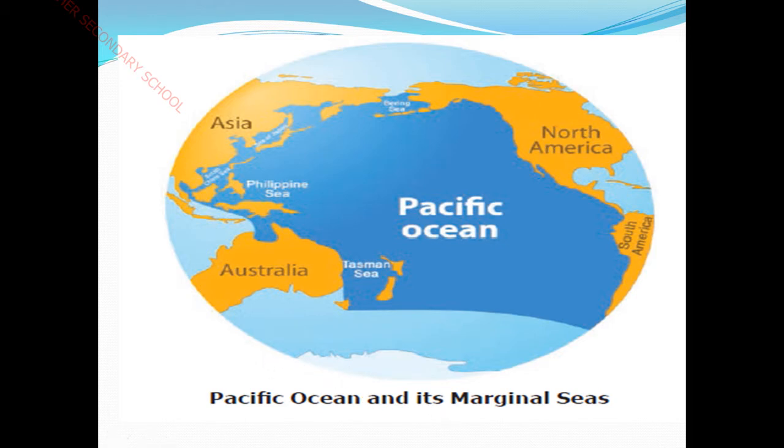Okay, children, what is the meaning of marginal seas? You have to take note of this. A marginal sea is a division of an ocean, partially enclosed by islands, small islands. Islands mean what? A small tiny land area surrounded by a large water body is called an island. So these parts of the places are known as islands.